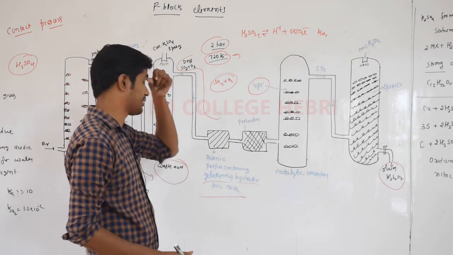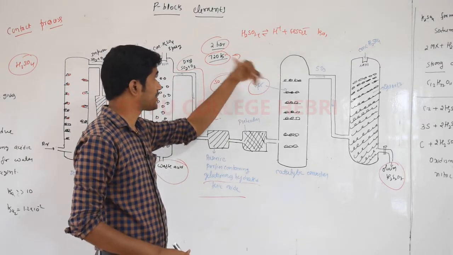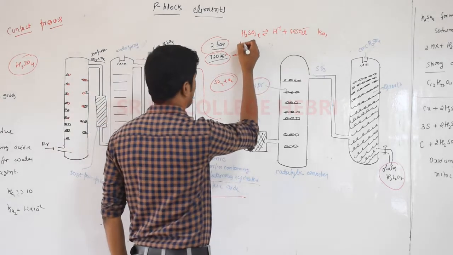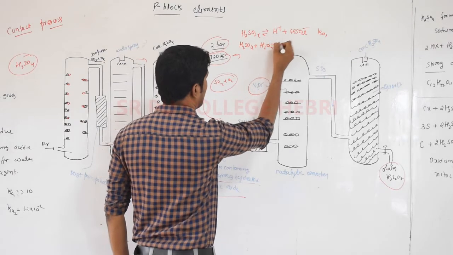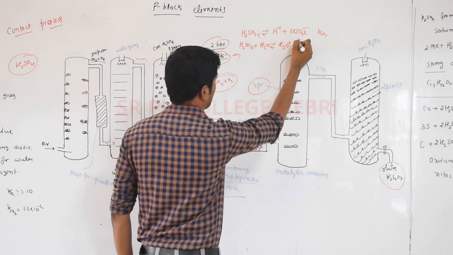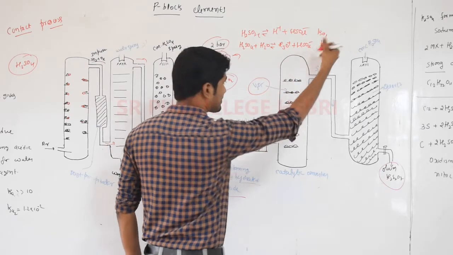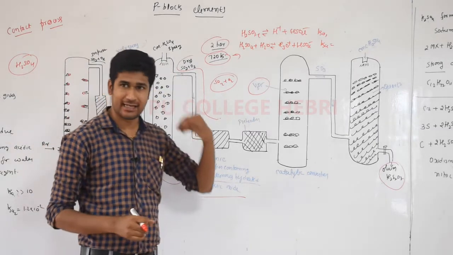You know the dissociation constant, Ka. H2SO4 dissociates to give you H+ plus HSO4-. In aqueous solution, H2SO4 plus H2O gives you H3O+ plus HSO4-. It easily gets dissociated and its value of dissociation constant is more than 10. It's over 10, so that indicates that it's a strong acid.